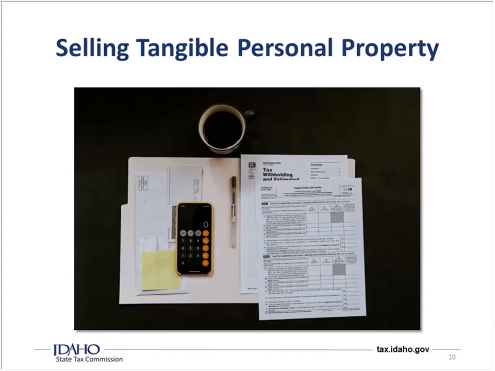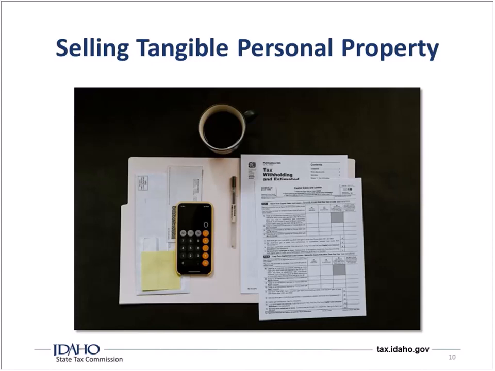I have said tangible personal property 3 times so far. Let me explain what it is. Tangible personal property is anything that you can touch, pick up, carry, eat, or otherwise handle, not including real property. And generally services or labor aren't taxable in Idaho.